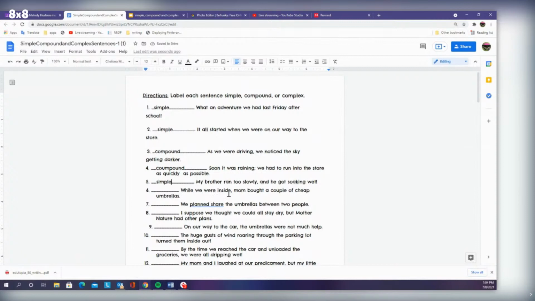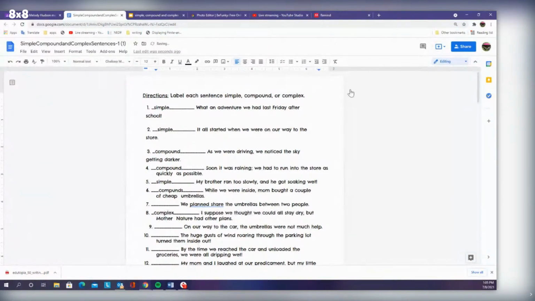While we were inside, Mom bought a couple of cheap umbrellas. While, ooh, compound is misspelled. While we were inside, what happened? Mom bought a couple of cheap umbrellas. Compound, right? Let's go down to number 8. I suppose we could all stay dry, but Mother Nature had other plans. That is a complex joined by a conjunction, right?